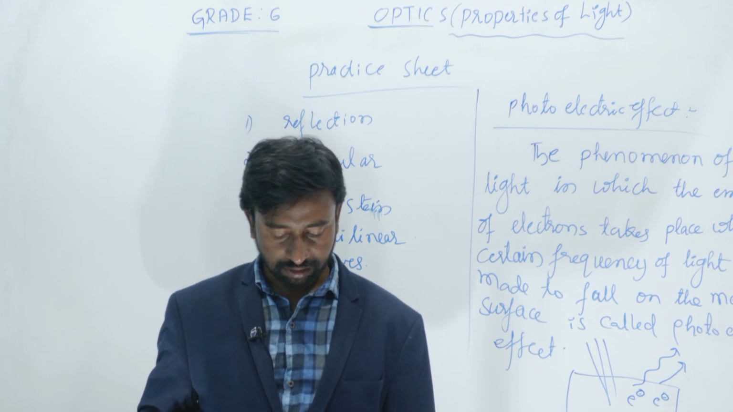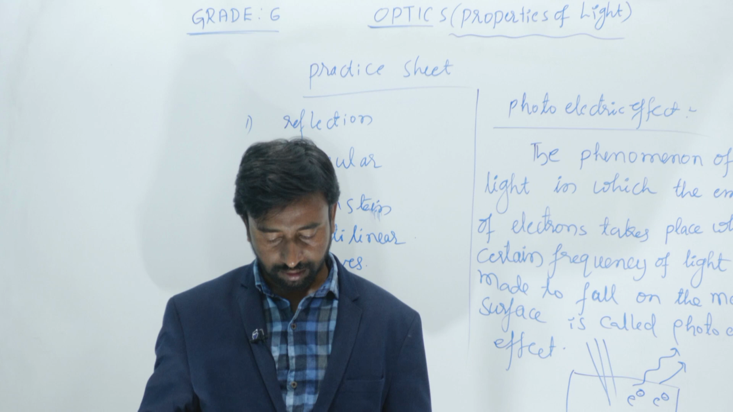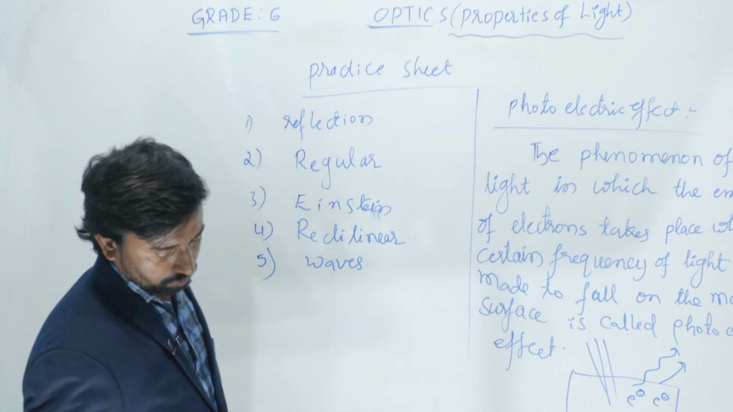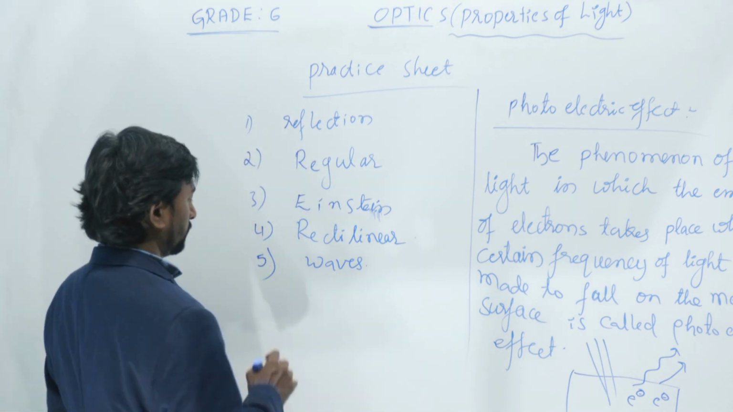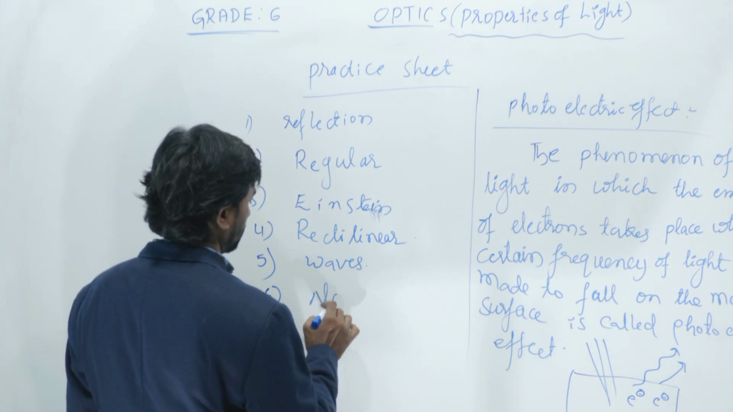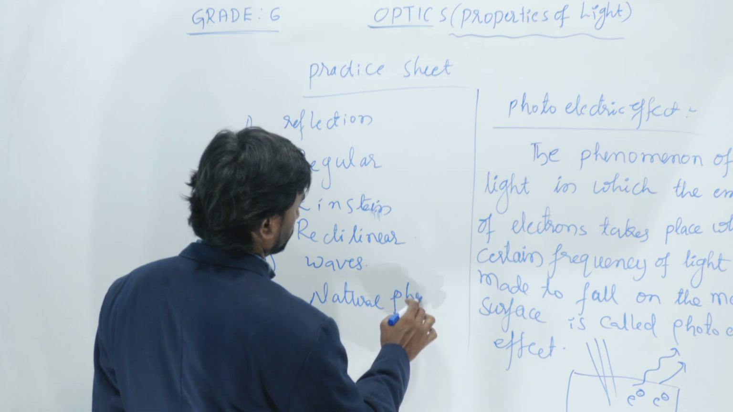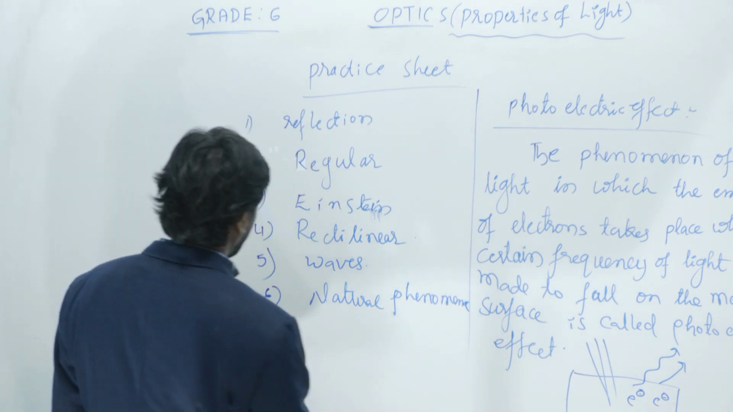And next, diffraction. Diffraction is a dash phenomenon of light. Natural phenomena or artificial man-made superficial phenomena? It is a natural phenomenon. So the sixth one is natural phenomena.